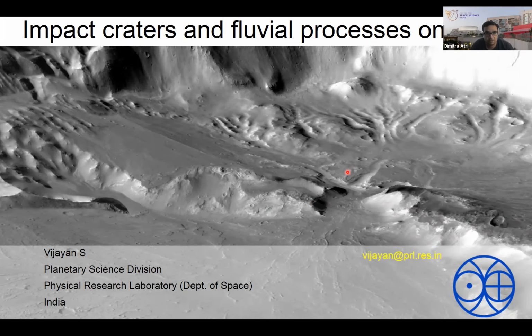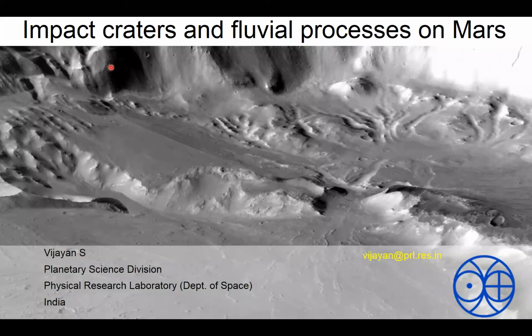Good evening and good noon, all. In this talk, I'll be giving some of the results that have been obtained on Mars. The talk majorly focuses on the impact craters and how the impact craters on Mars are associated with the fluvial processes. The impact is an independent event and the fluvial process is an independent event. But in some places, the impact has been breached by this fluvial process.